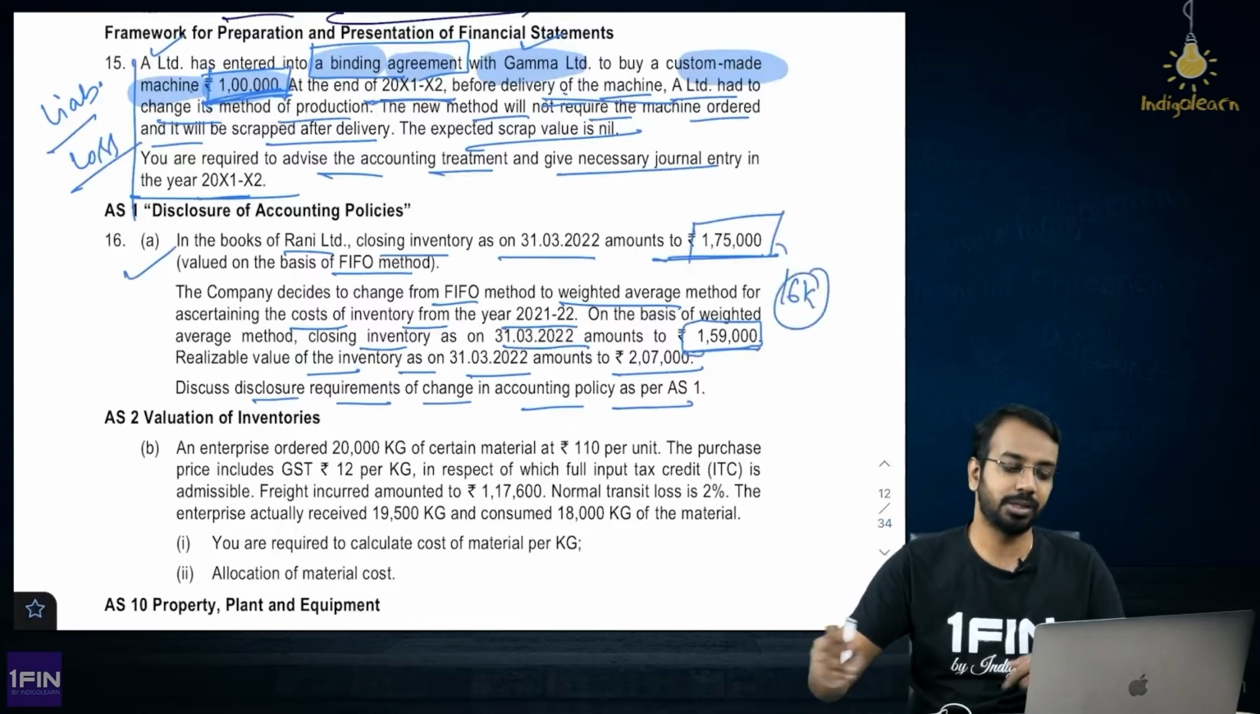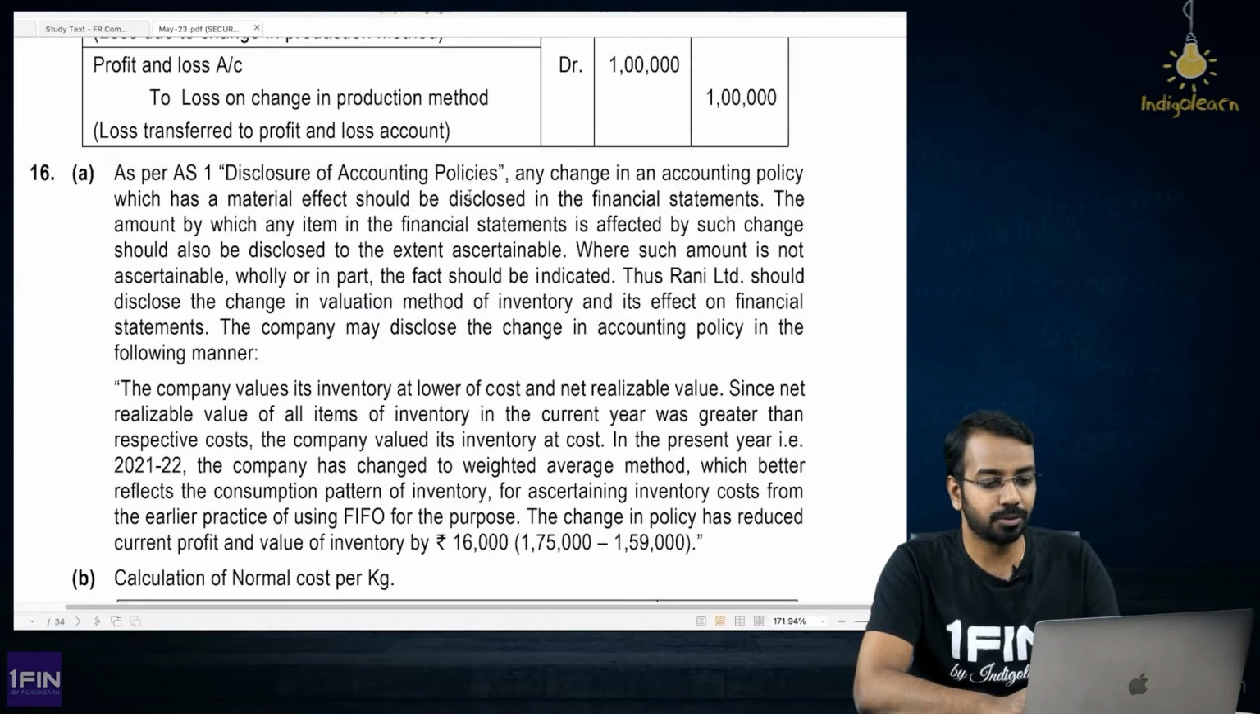This is what you need to disclose. As per AS1, disclosure of accounting policy, any change in an accounting policy which has a material effect should be disclosed in the financial statement. The amount by which an item in the financial statement is affected by such change should also be disclosed to the extent ascertainable. Where such amount is not ascertainable, the fact should be indicated. Thus, Rani Limited should disclose the change in valuation method of inventory and its effect on the financial statement.